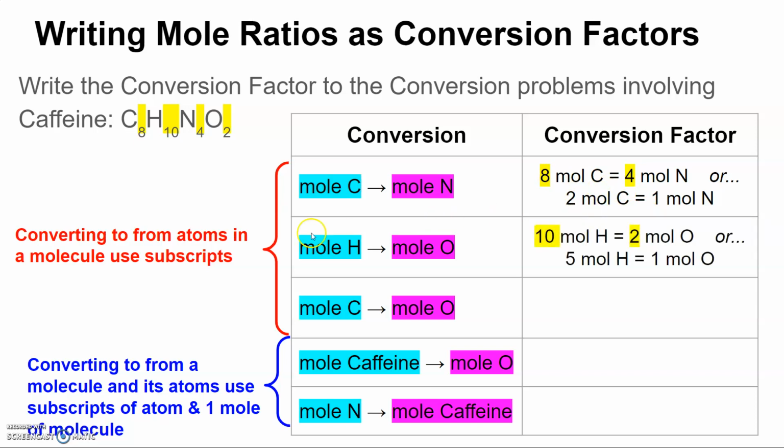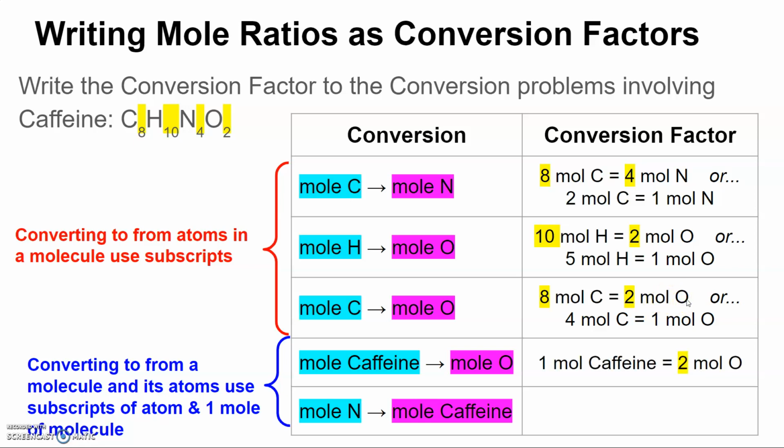All right, same thing for hydrogen and oxygen. So if I'm converting from hydrogen to oxygen, I will find hydrogen, and I'll look at the subscript, it's 10, so that's 10 moles of hydrogen. And I'll look at oxygen, the subscript is 2, so that's 2 moles of oxygen, so it's 10 to 2, which simplifies to 5 to 1. And then the same thing I would do for carbon and oxygen, 8 moles of carbon, 2 moles of oxygen using their subscripts. And again, that one can be simplified to 4 to 1.